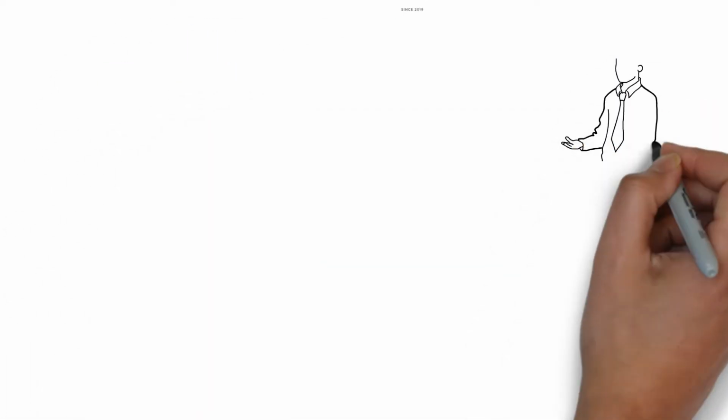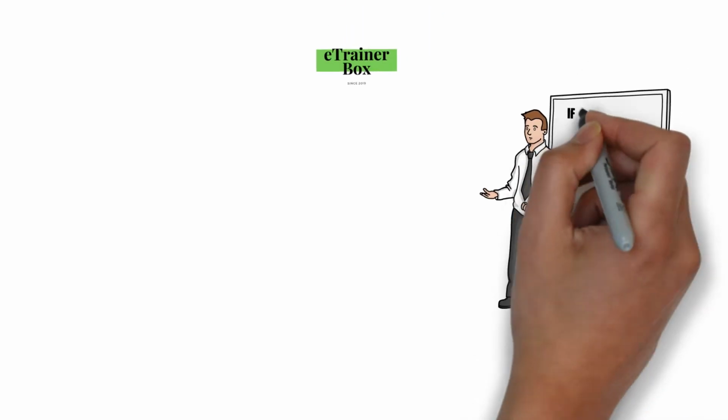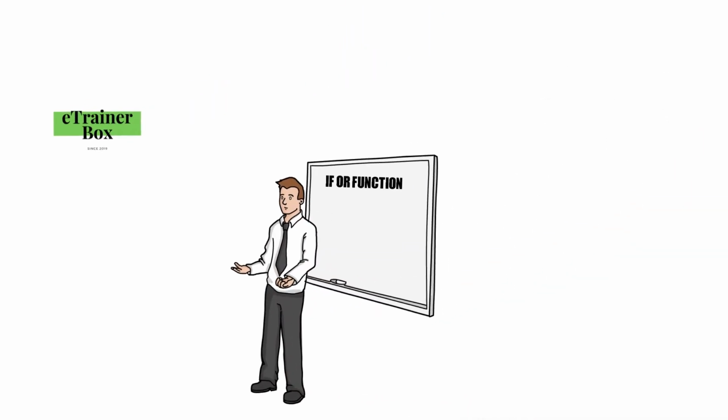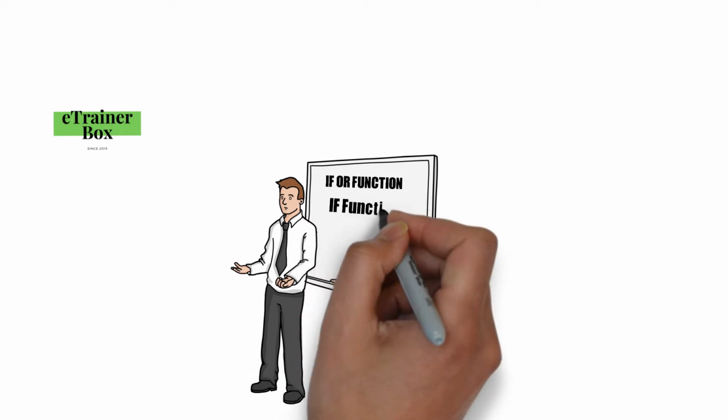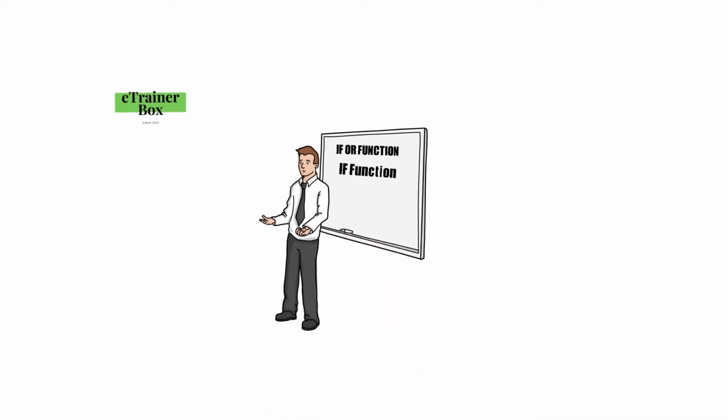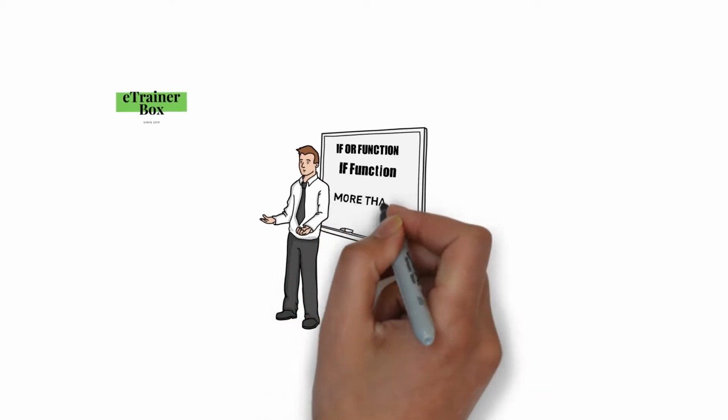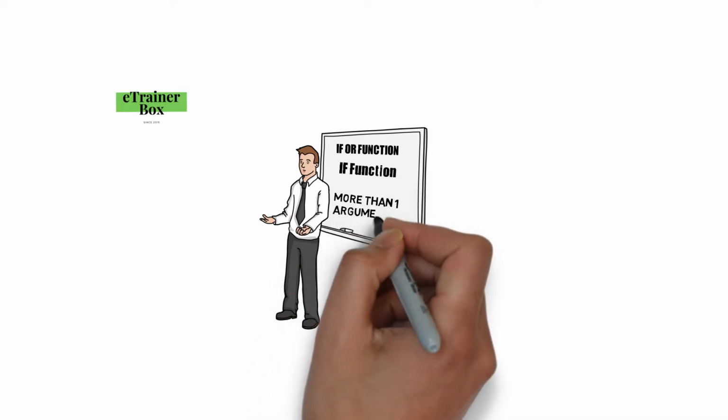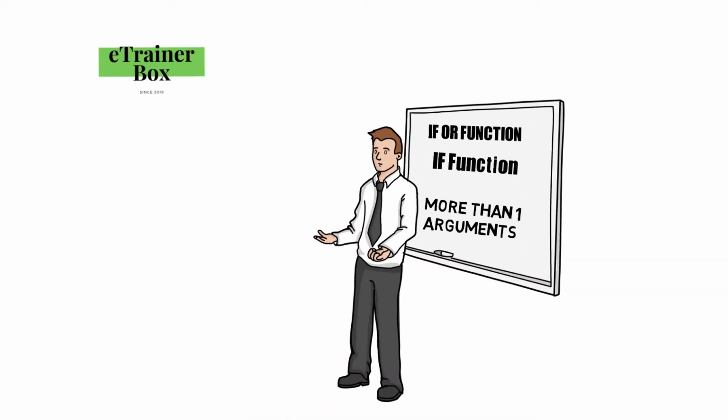In this video we are going to learn about the IF OR function. As you know, in the IF function we have one argument which can be true or false. But if you have more than one argument, and one argument can be false and one can be true, in this case you can use the OR function with the IF function.